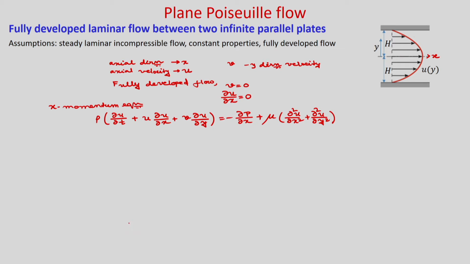As we have assumed that it is a steady state flow, then obviously del u by del t will be 0. So, this is 0 as it is steady state. Okay. Del u by del x is 0 by fully developed condition, v is 0 by fully developed condition, and del 2 u by del x square is also 0 as fully developed flow. Okay. So, you can see that as del u by del x is 0, then u is a function of y only.